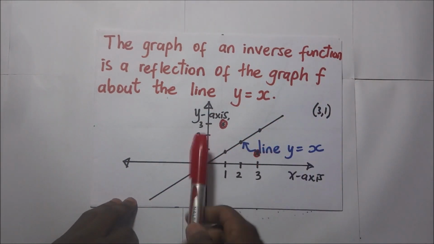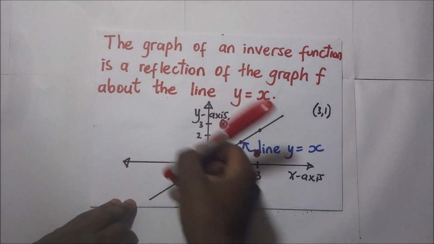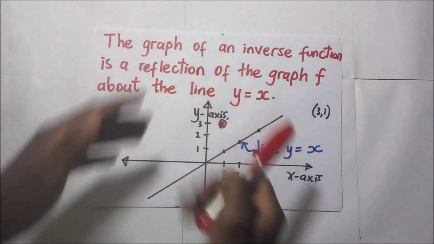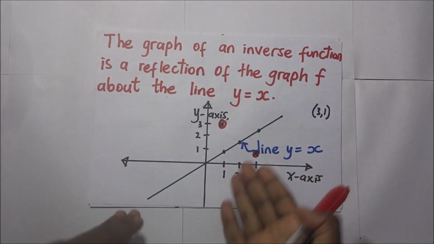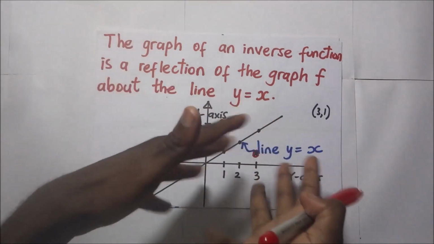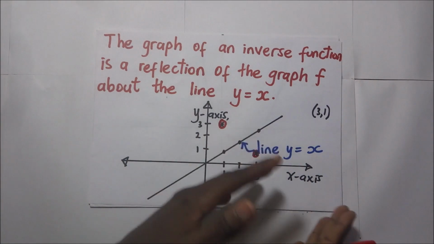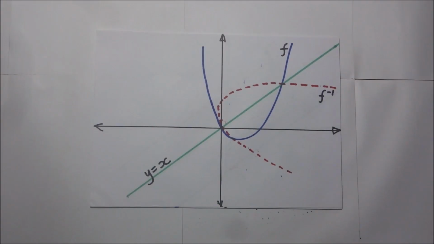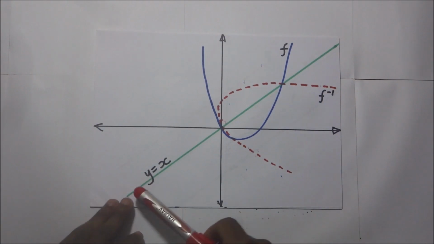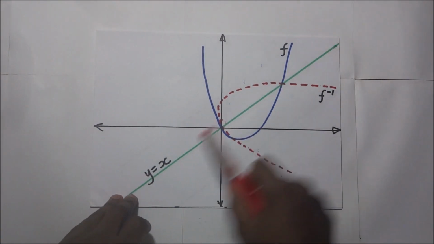So meaning that if you're having a function this side of the line, the inverse function is a reflection of this function along this line. So it means that it will be reflected in this part of the graph. So the graph we are seeing right there is just another illustration of what I've been talking about. This is the graph of the line y is equal to x.